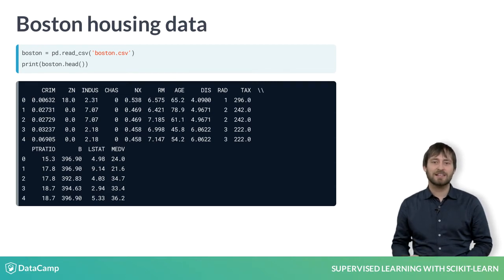The documentation tells us the feature CRIM is per capita crime rate. NOX is nitric oxide concentration, and RM, average number of rooms per dwelling, for example. The target variable, MEDV, is the median value of owner-occupied homes in thousands of dollars.